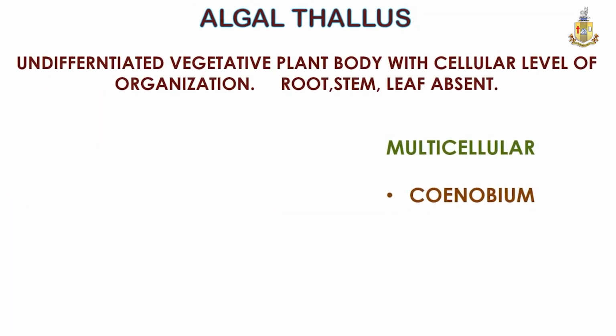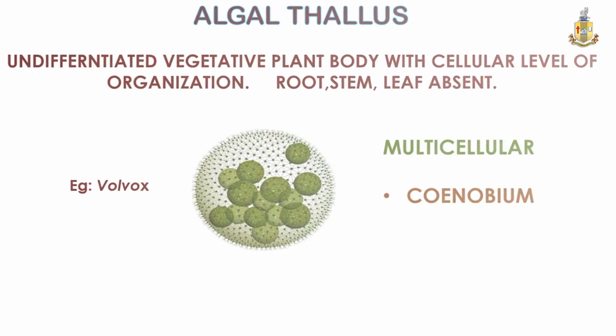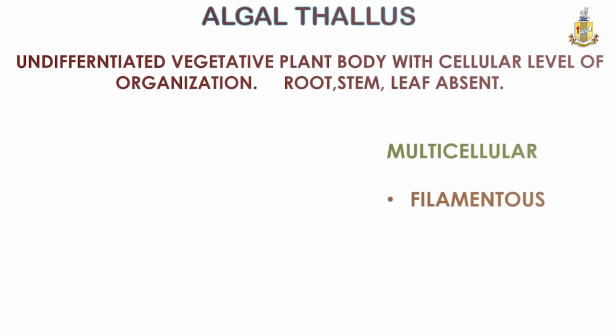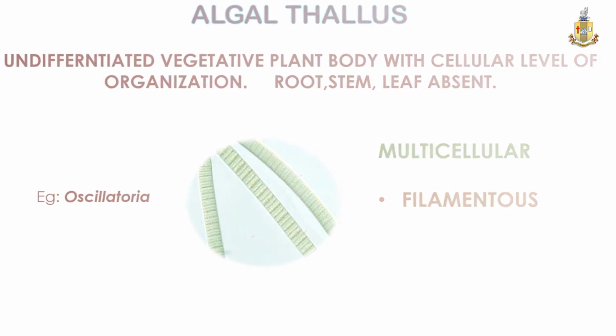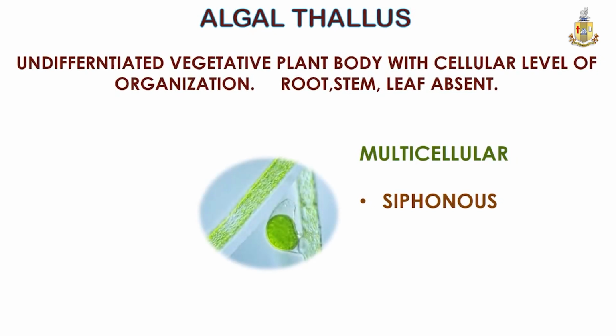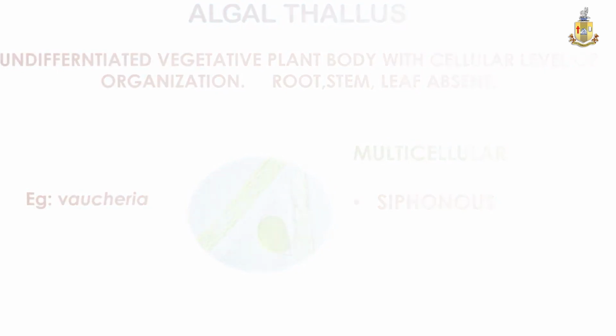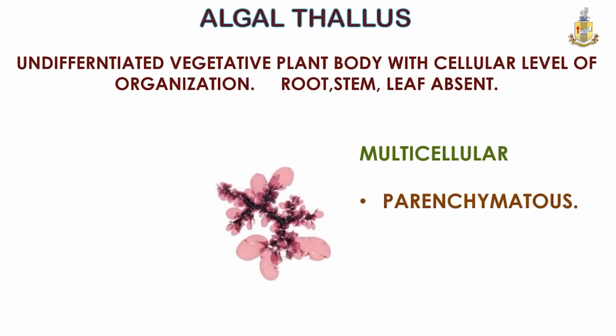Algae having more than one cell are called multicellular. Cenobium is an example of that, where you can see a colony of cells. Volvox is an example. Filamentous forms are cells arranged one above the other. They may form branched or multi-branched filaments. Siphonous forms are tube-like structures, and Vaucheria is an example for that. Parenchymatous algae have an algal thallus where parenchyma cells are arranged in a row.